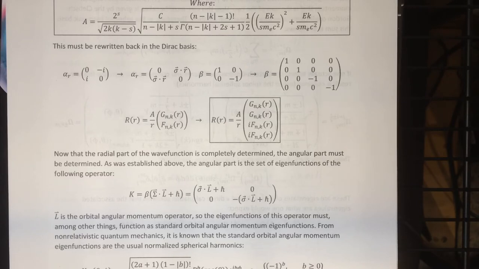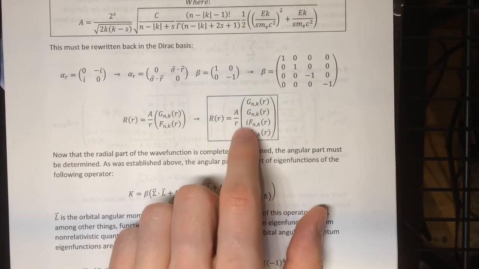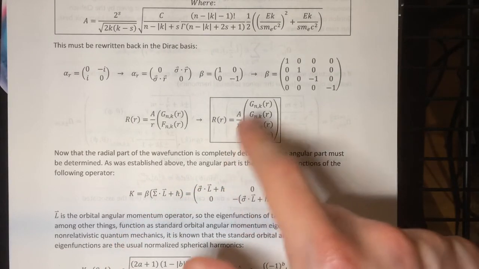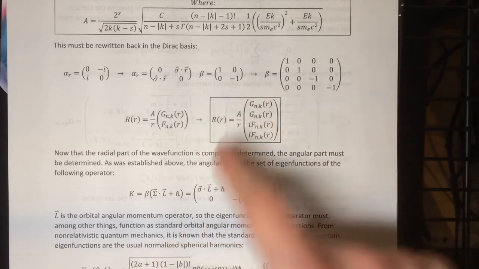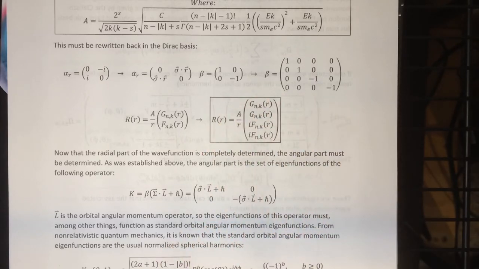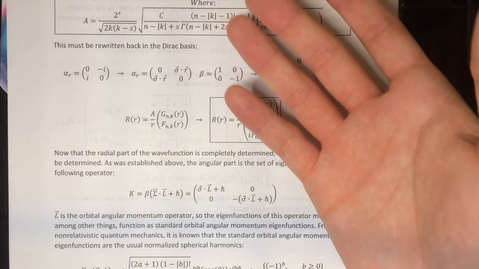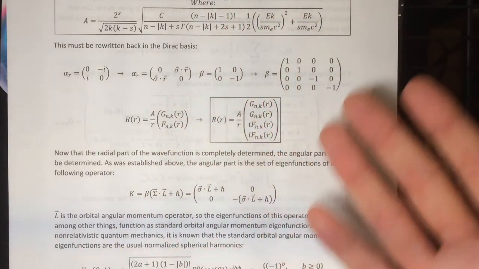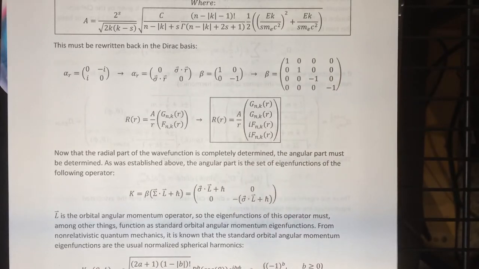The only other change is these factors of i on the f functions, and that's then the result in the Dirac basis. So as you can see, it was much easier to solve it in that two-dimensional basis and then transform back at the end. The solution hardly changes.